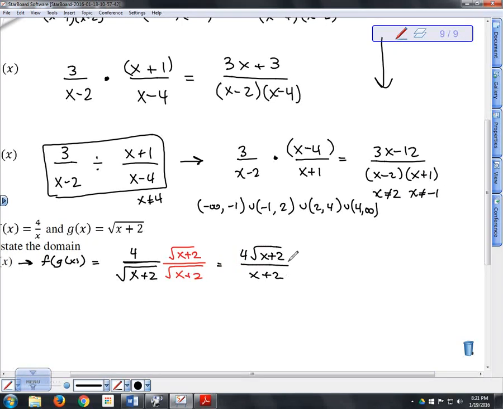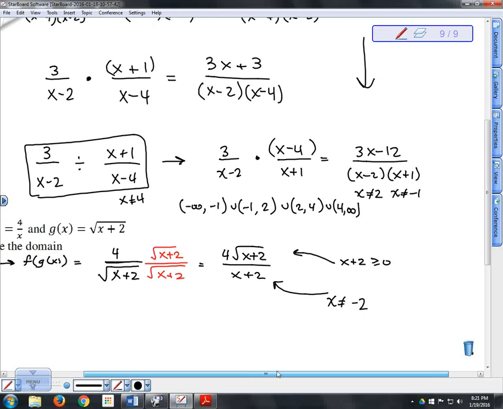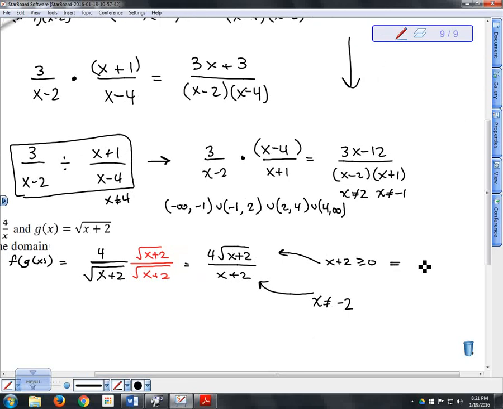So there's 2 things to consider. The numerator, because it has a square root, and the denominator. The denominator simply is x cannot be negative 2, but the numerator, x plus 2, has to be greater than or equal to 0, which means that x has to be greater than or equal to negative 2.